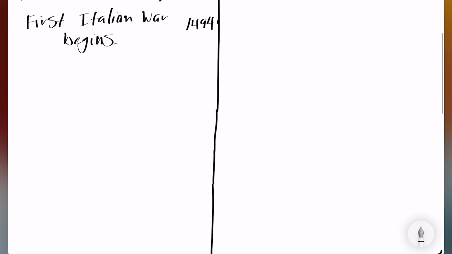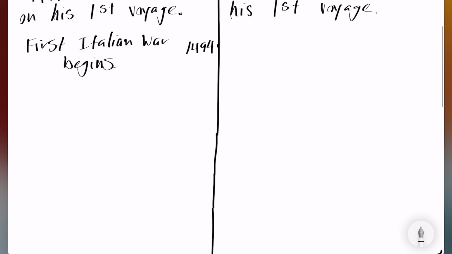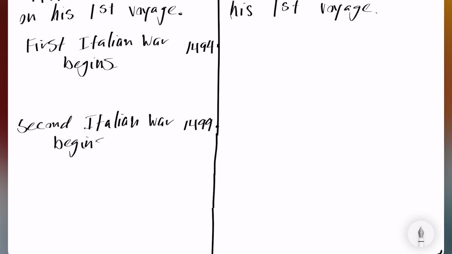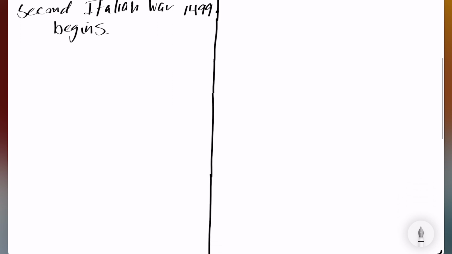And then again, there's another war that begins. We have another one in 1499. And this is called the Second Italian War. So in 1499, the Second Italian War begins. Okay? And one more in 1551. In 1551, I have our third or last Italian War. So the last Italian War begins.